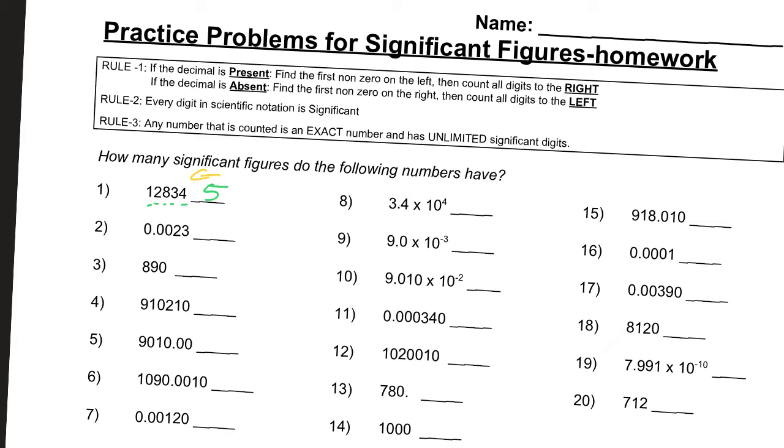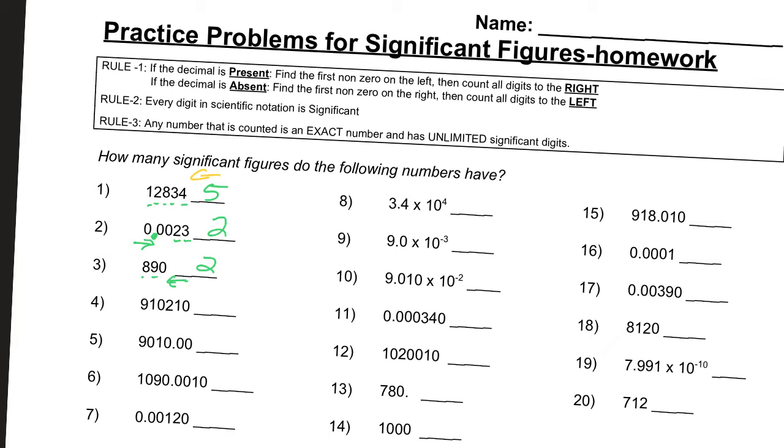Number 2, the decimal is present. So I'm going to start from the Pacific side, going to go till I find the first non-zero number, which will be a 2, and I'm going to count till I run out. Well, there's the 3, so that means this has 2 significant figures. Number 3, decimal is absent, so I'm going to start from this side, the Atlantic side. I'm going to go to my first non-zero number, so 9, and then I'm going to count till I run out, so 8 would be 2.